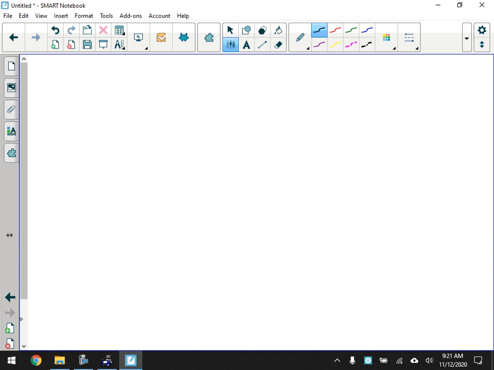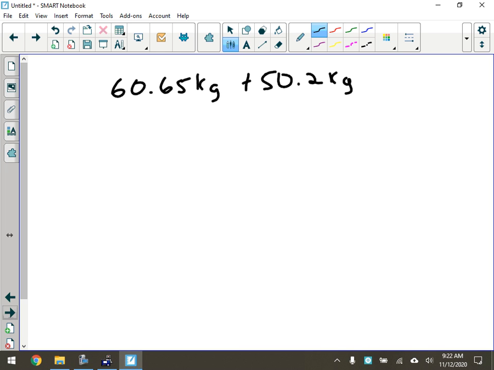Alright. Now, if you add or subtract, it's a little different. Okay? Adding or subtracting goes based on decimal places. So, for example, 60.65 kilograms, and on that, we're going to add 50.2 kilograms. Now, first thing you're going to do is add these together, obviously on a calculator or whatever. So that should be 110.85. Is that right? Somebody?